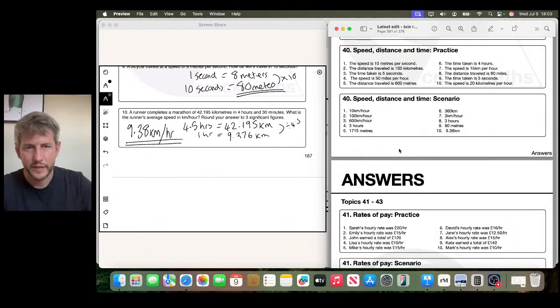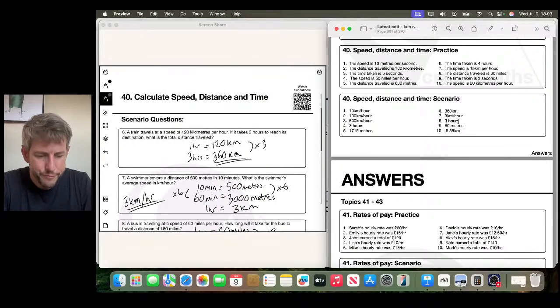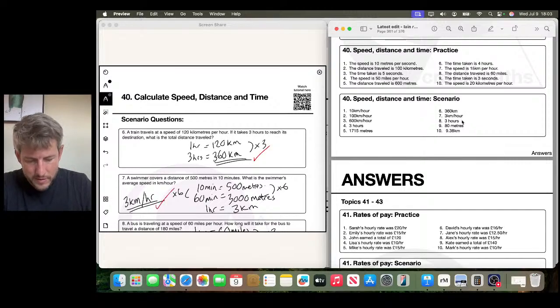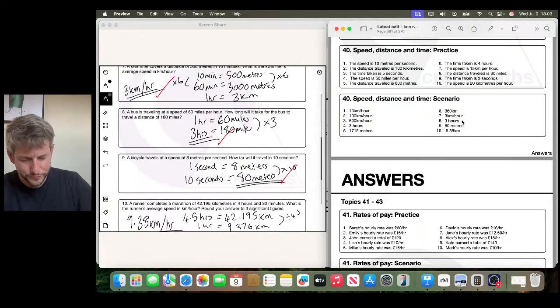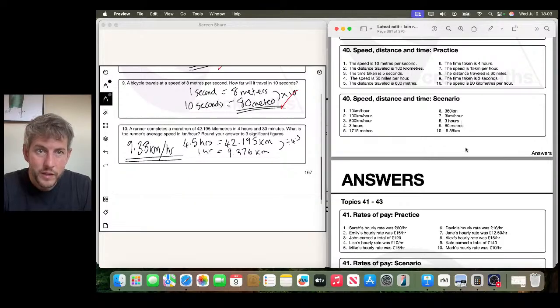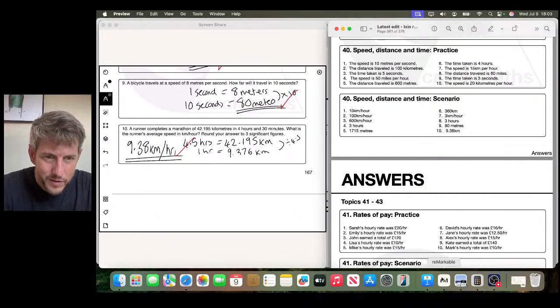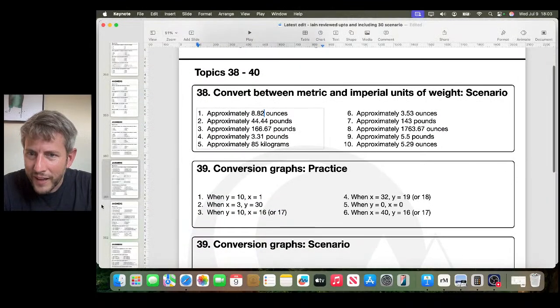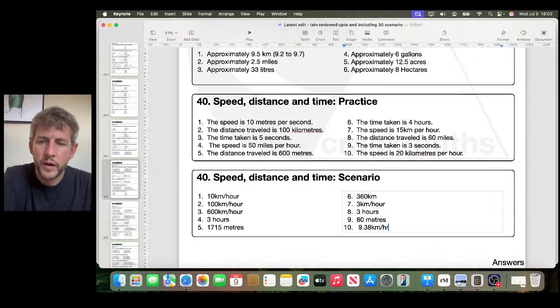Right, so here we go. 360 kilometers, excellent. 3 kilometers per hour, yes, we agree. 3 hours, perfect. 80 meters, yeah, wonderful. And 9.38 kilometers. Oh, that should be a speed, shouldn't it? So I just need to update that to say kilometers per hour. But other than that, that is all very well and good. Here we go. 9.38 kilometers per hour.